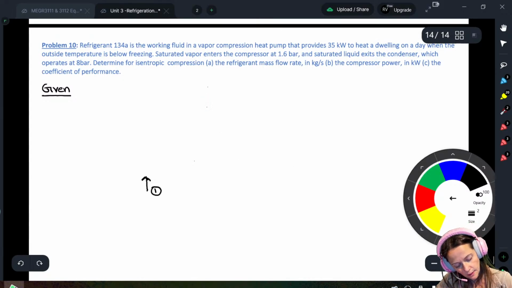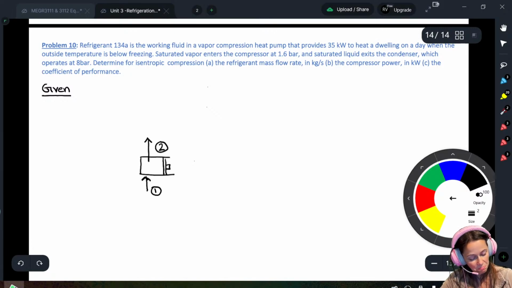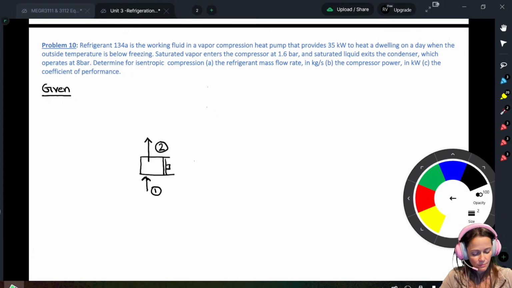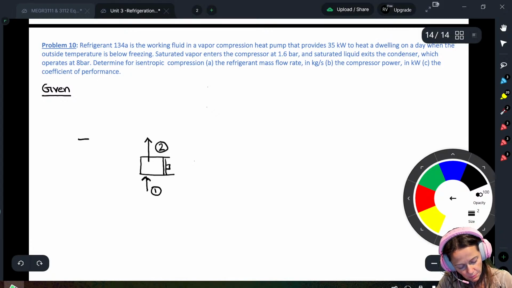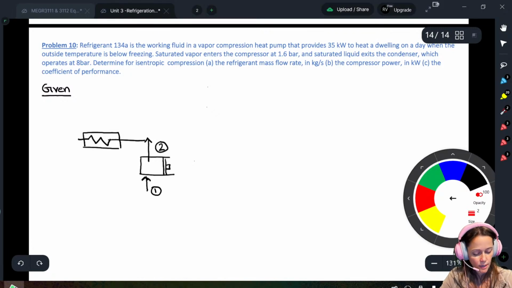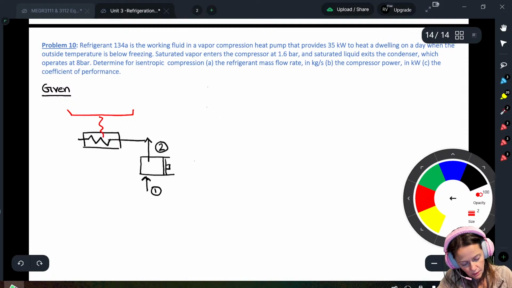So I think I'm going to draw it like this today, but it doesn't matter because we know that it's just a compression process. So 1 to 2 is an ideally isentropic compression process. And then we have a constant pressure heat rejection process to a high temperature reservoir.